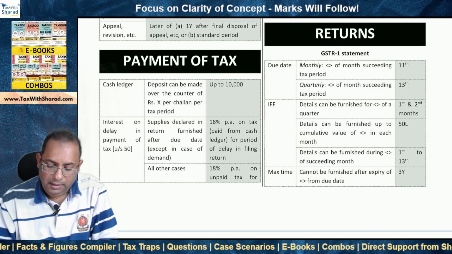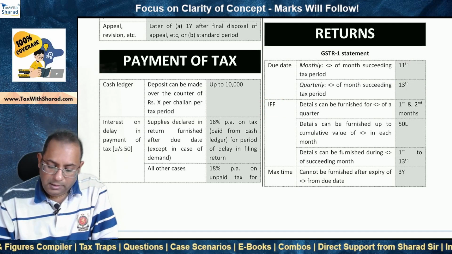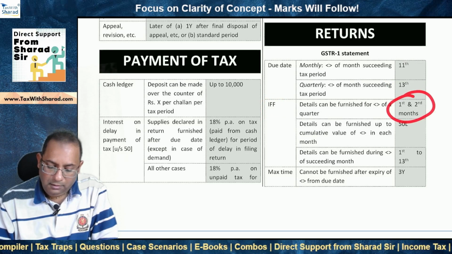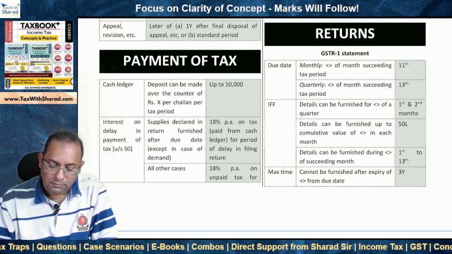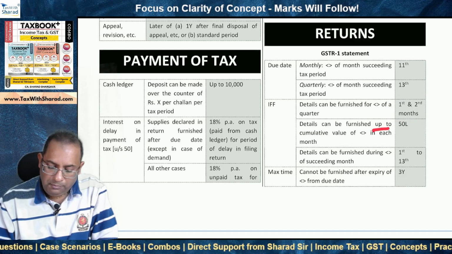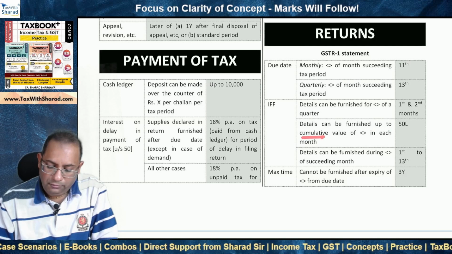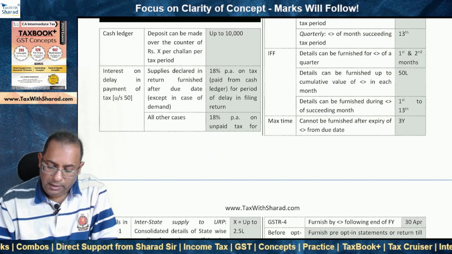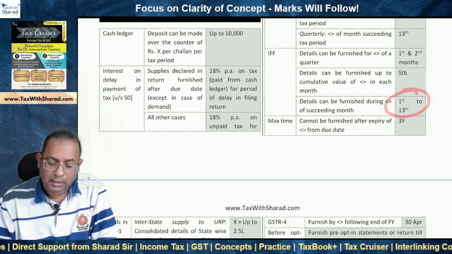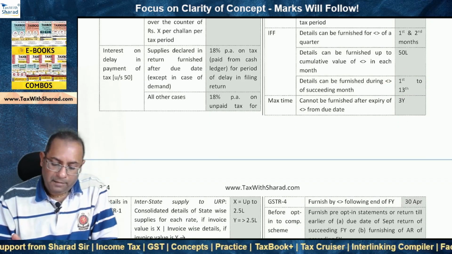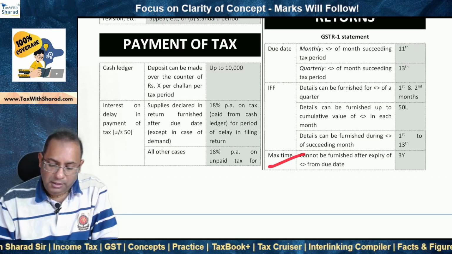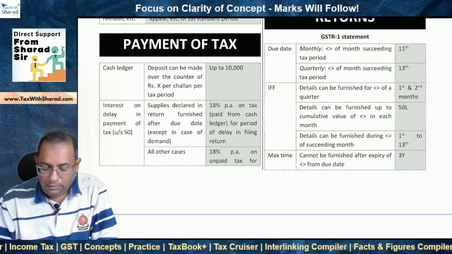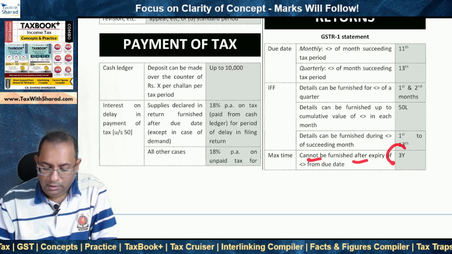Invoice furnishing facility, IFF. Under this, details can be furnished for the first and second months of a quarter. Details can be furnished up to a cumulative value of 50 lakh in each month. Details can be furnished during the 1st to 13th of the succeeding month. What is the maximum time to furnish GSTR1 statement? It cannot be furnished after the expiry of 3 years from the due date.